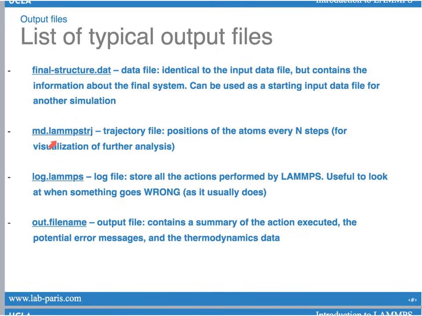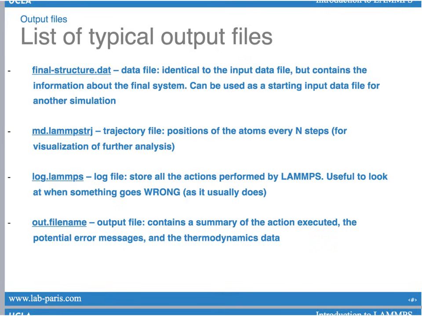The second file is the trajectory file. So this is the file that is created by the dump command. It contains all the information that is atom specific. So this file will contain, for example, the positions of the atoms every n steps, or it can also contain the velocities of all the atoms, etc.